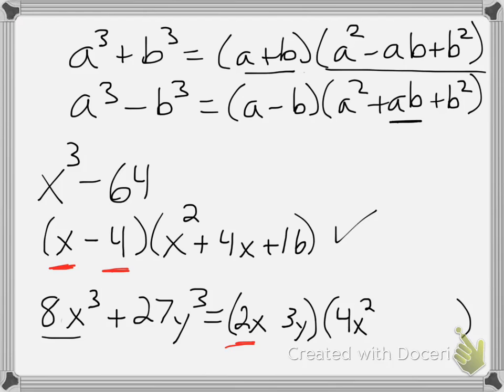My middle term is the product of both parts of the binomial. So we're saying now, what is 2x times 3y? That is 6xy. Our last term is always the second term of the binomial squared. So we're saying, what is 3y squared? You get 9 from squaring 3, and then y squared, of course, is y squared.